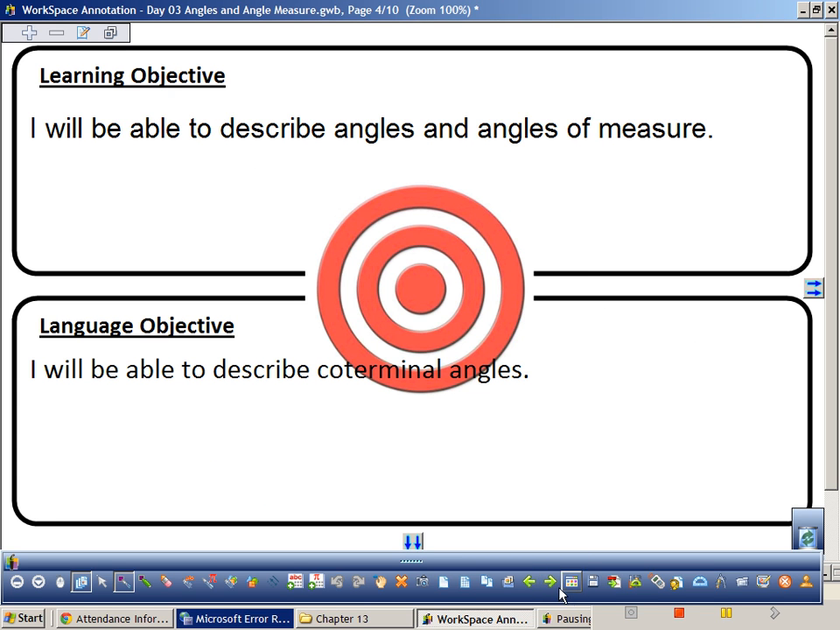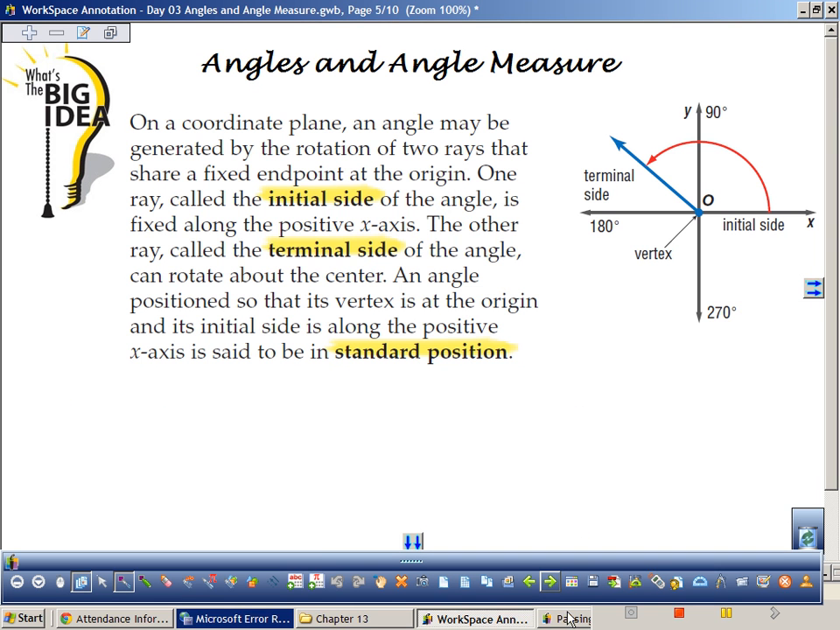I think I covered everything I wanted to cover. I will be able to describe angles and angles of measure. I will be able to describe what a coterminal angle is. Okay, so this is a lot to say. I'm going to read it and I'm going to explain it.